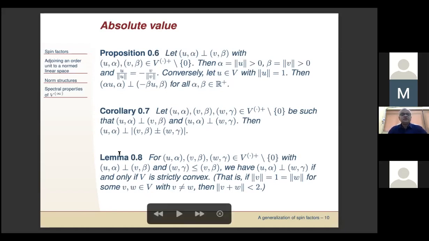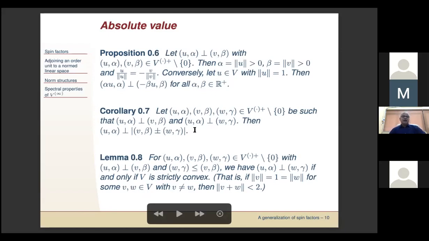So from here we can deduce that if we take three positive elements U alpha, V beta, and W gamma, which are non-zero, such that U alpha is orthogonal to the remaining two, namely U alpha is orthogonal to V beta and U alpha is also orthogonal to W gamma, then U alpha will be orthogonal to the modulus of V beta plus W gamma. In that case, you don't need the modulus because they are positive. And it's orthogonal to V beta minus W gamma, but this time we need to take the modulus.